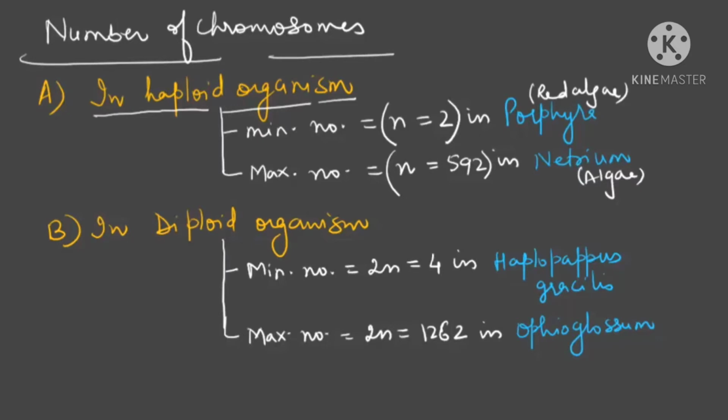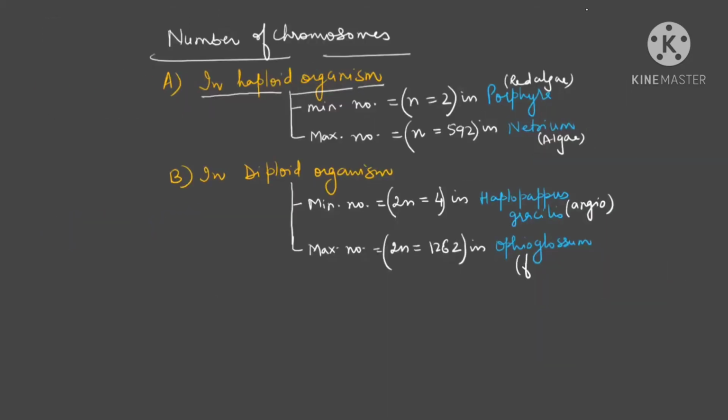Another example is in diploid organisms. We have taken the case only from plants. The minimum number of chromosomes is 2n equal to 4 in Haplopappus gracilis, an example of an angiosperm. And the maximum number in the entire plant kingdom is 2n equal to 1262, present in Ophioglossum, which is a fern.